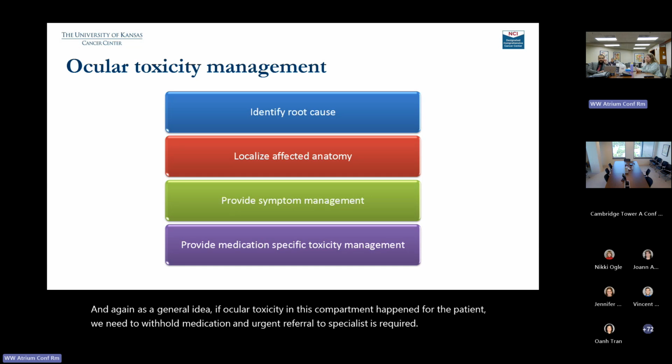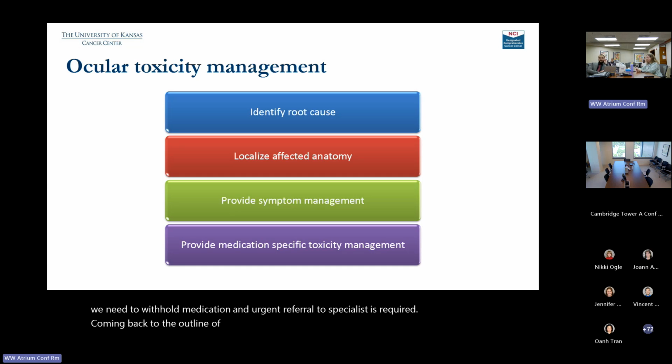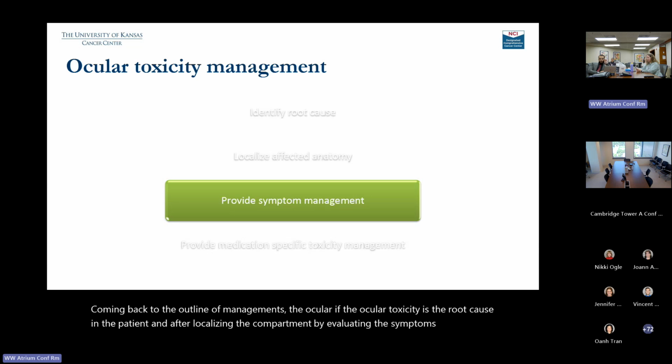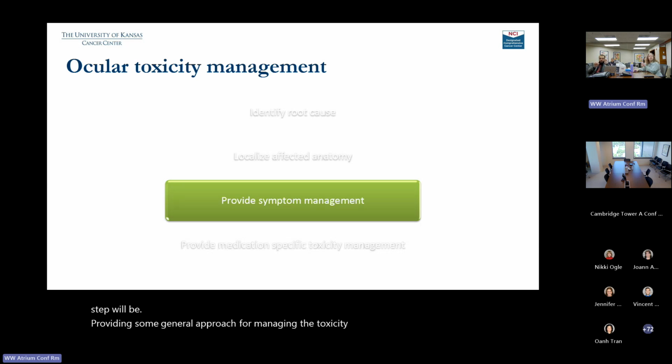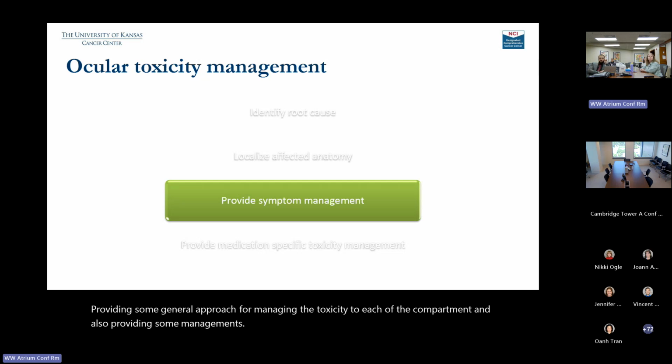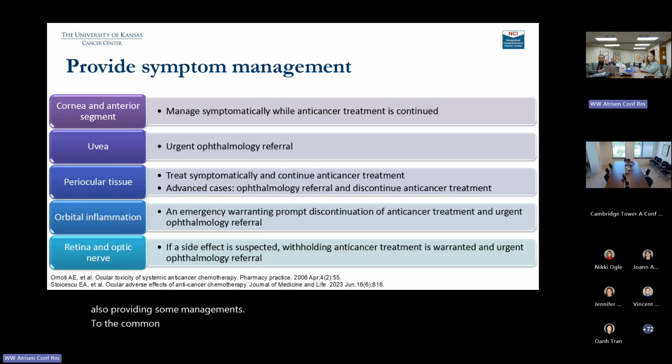Coming back to the outline of management, if ocular toxicity is the root cause in the patient, and after localizing the compartment by evaluating the symptoms, the next step will be providing some general approach for managing the toxicity in each of the compartments, and also providing some management for the common ocular toxicities and symptoms which we can see in the patient. Let's review very general approaches for each of the compartment toxicities.